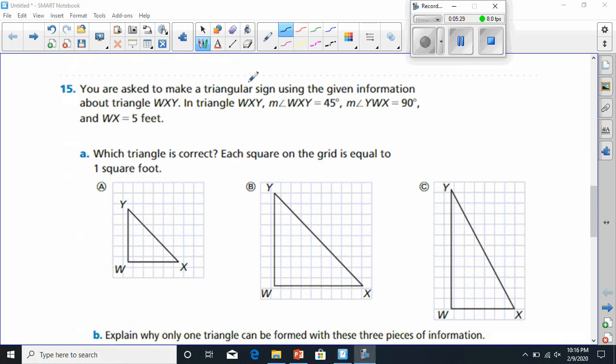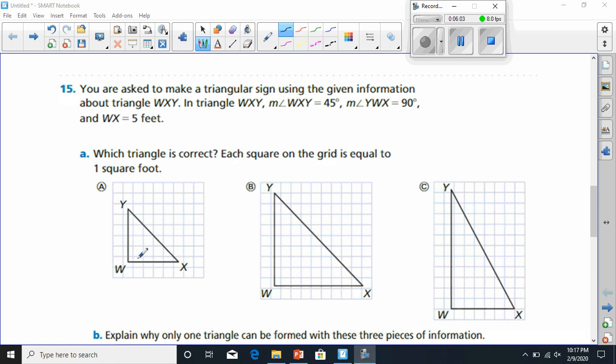Number 15 says you are asked to make a triangular sign using the given information about triangle WXY. In triangle WXY, the measure of angle WXY is 45 degrees. So WXY will be 45 degrees. The measure of YWX will be 90. YWX, okay, all of those are 90. And WX will be 5 feet.